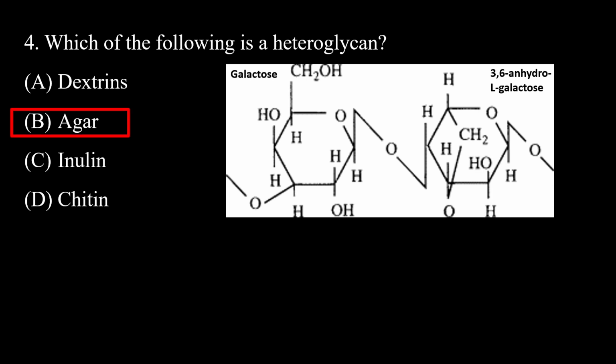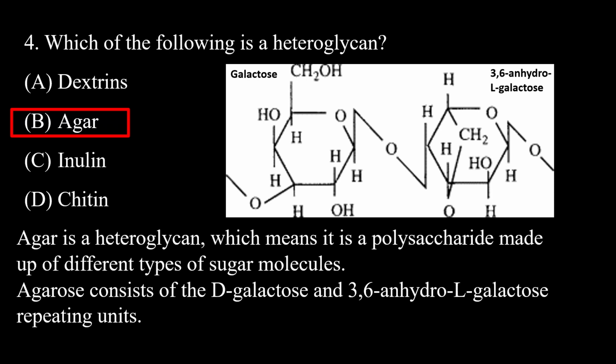Agar is a polysaccharide that is made up of different saccharide units. Agar is a heteroglycan, which means that it is a polysaccharide made up of different units of sugar molecules. Agar is made up of D-galactose and 3,6-anhydro-L-galactose, and these units are repeated again and again. By these units repeating, they make up the long chains of polysaccharides, but as they consist of different units, they are heteroglycans.